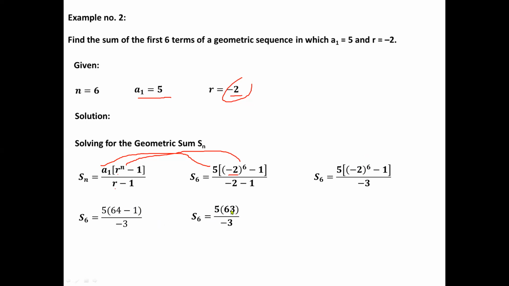So let us see. 5 times 63 over negative 3, our S sub 6 is negative 105. So this is our final answer. S sub 6 is negative 105. Hindi nakapagtataka na makakuha tayo ng negative na sum kasi nga ang common ratio natin is negative. Okay? Thus, our geometric sum, S sub 6, equals negative 105. At yan ang ating final answer sa ating example number 2 ng ating geometric sequence.